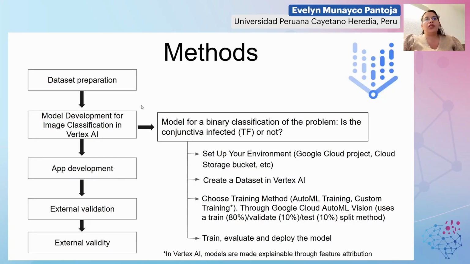This is the model development for image classification. We developed the classification model in Vertex AI, just answering this question: is the conjunctiva infected with TF or not? And we did all these steps because it's necessary to do the data steps in Vertex AI: set up your environment, create a data set in Vertex AI, choose a training method. There are 2 methods: AutoML training and custom training. We used AutoML training because it's free. If you had to use custom training, it's a little expensive. Then train, evaluate, and deploy the model.